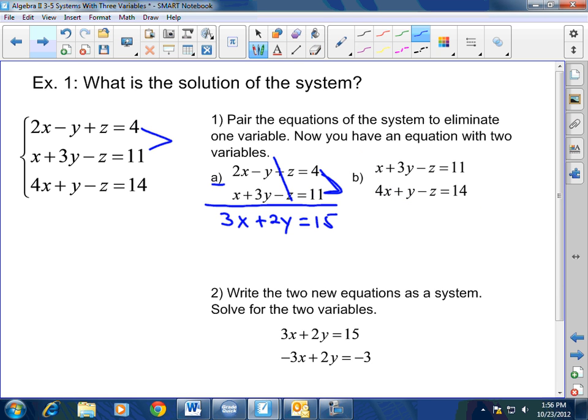Once you choose on part A who you're going to eliminate, your hand is forced to eliminate that same variable in the next pair. And the next pair, of course, were these two. Does that make sense so far before I move on, gentlemen? Yes, sir. Since I eliminated z here, I'm going to eliminate z here. Yes.